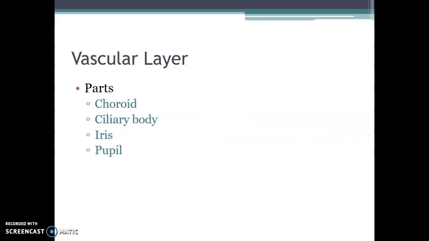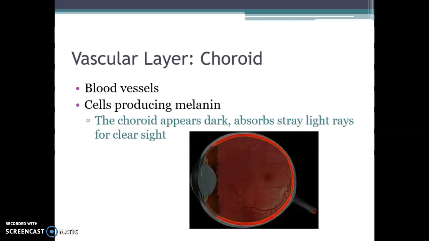The vascular layer has a couple parts to it. We'll talk about each of these as well. So here's just a list: the choroid, the ciliary body, the iris, and the pupil. We're going to start by looking at the choroid.